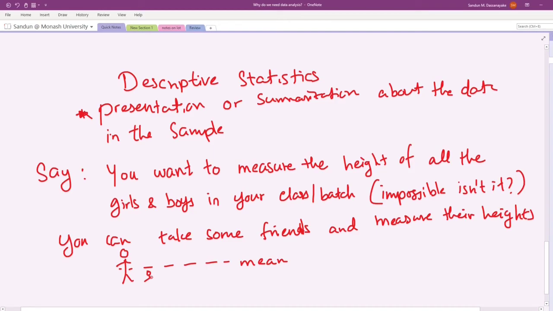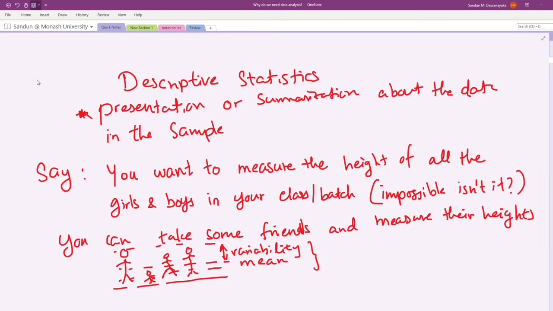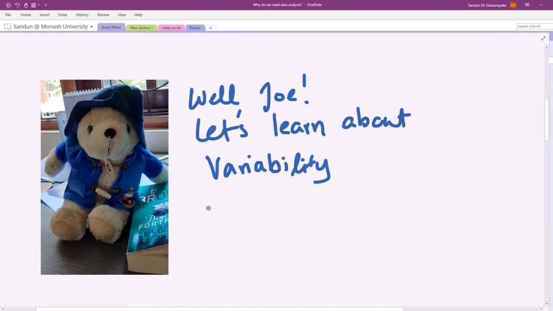When you have the mean and you look at the observations, you will see that depending on the height of each person, there is some sort of deviation, a variability from the mean that you have already calculated. So your descriptive statistics has a variability. The mean has a variability. In order to understand this variability, we need further discussions.